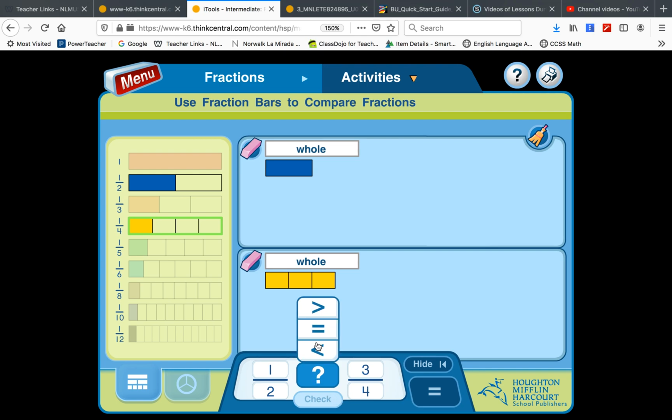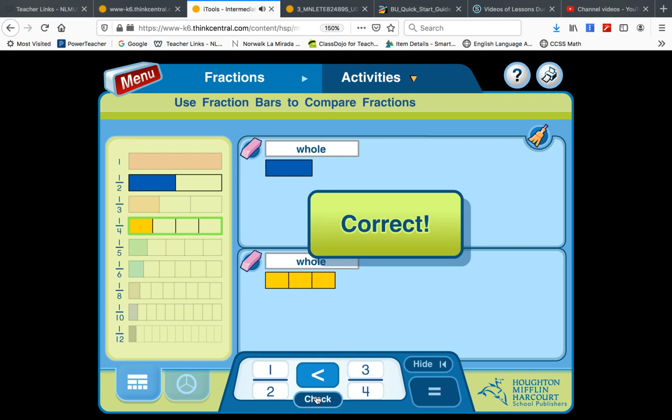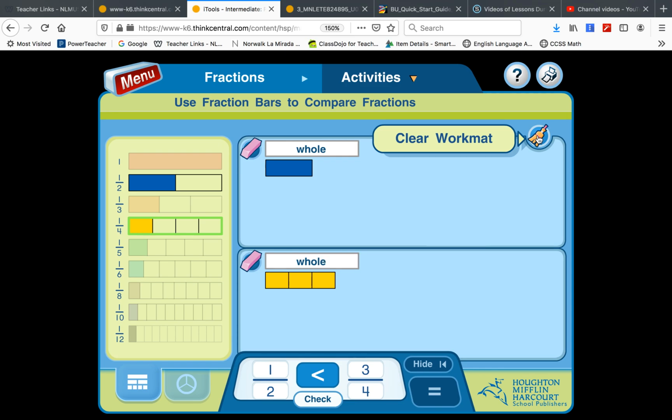I can tell by my eyeball that 1/2 is less than 3/4, so I want the open mouth to be eating the 3/4 because that's greater. 1/2 is less than 3/4. Check my answer. Correct. Yay. That is comparing unit fractions and other fractions.